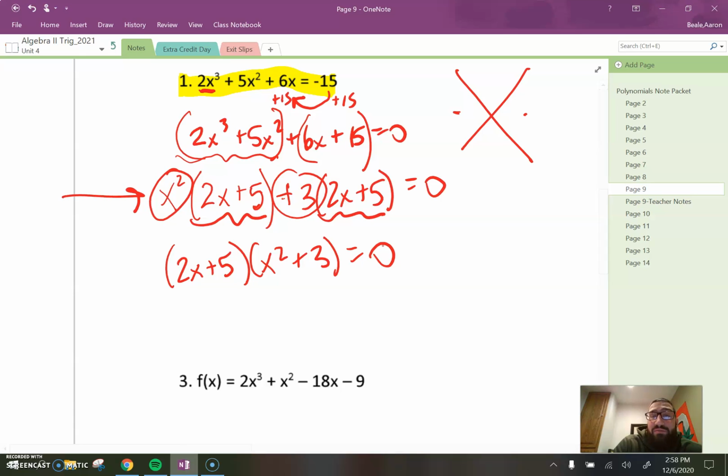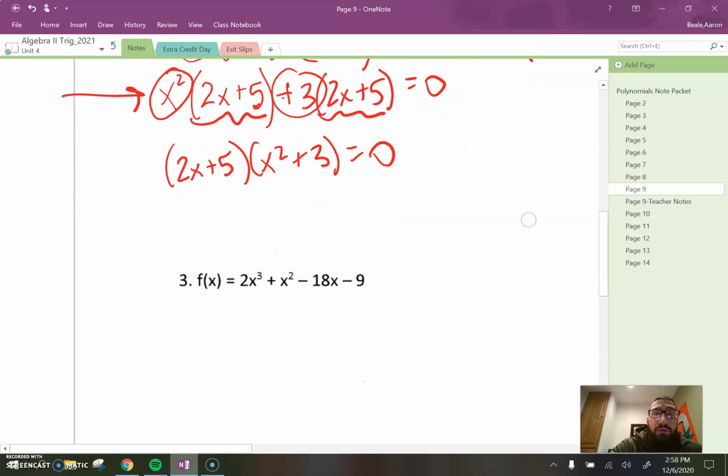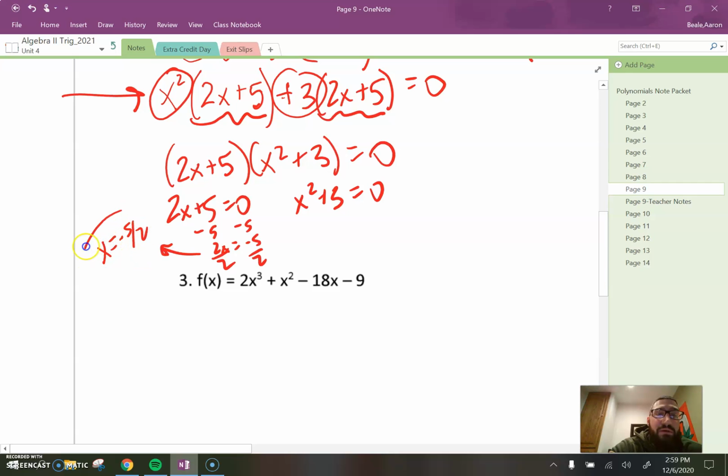Once you have the sets of parentheses equal to 0, you use the zero product property and set each of them equal to 0. So we would have 2x plus 5 equal to 0. We would have x squared plus 3 equal to 0. We would just solve each of those. So if I do that, I would come up with, over here, x equals negative 5 halves. That's one thing. And then over here, I'm subtracting 3. This will be a little bit weird. Let's see if you guys remember this. I'm square rooting both sides, and one side's a negative, so that is an imaginary number.